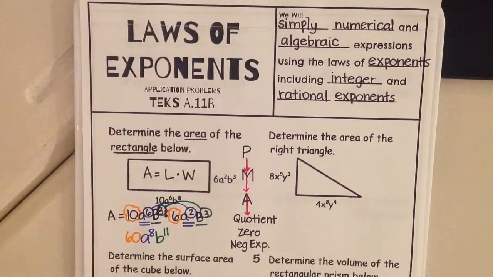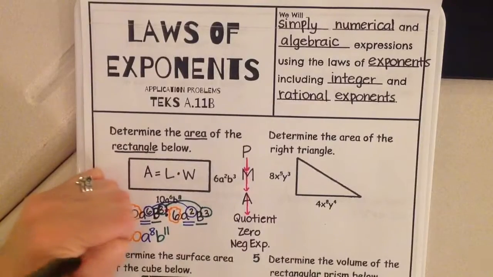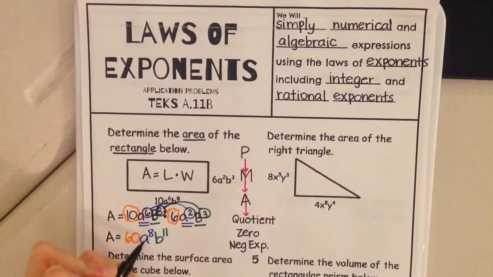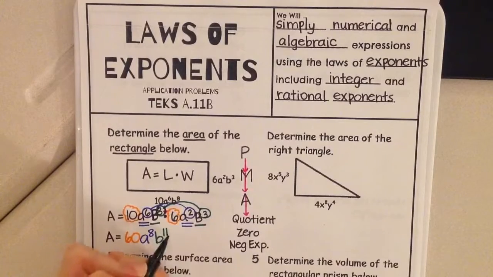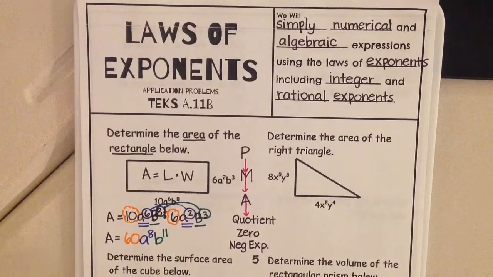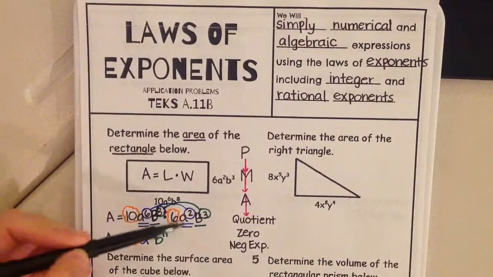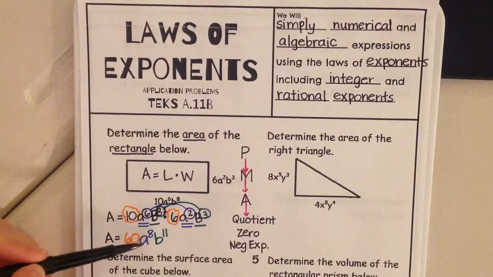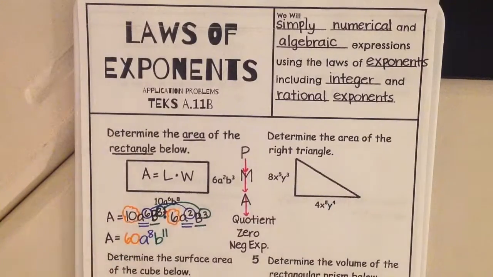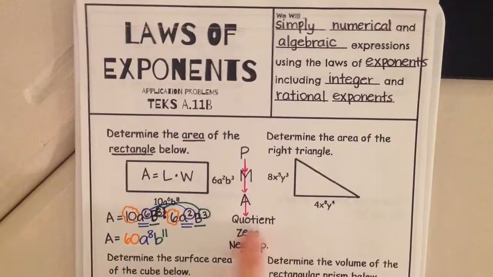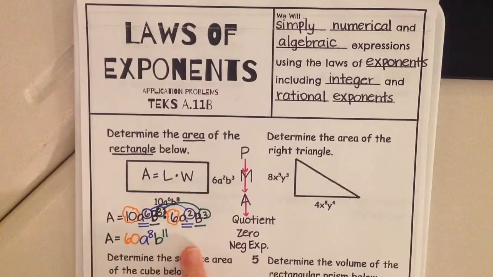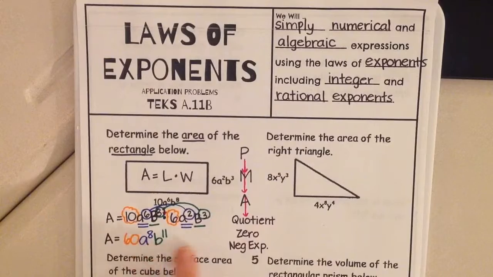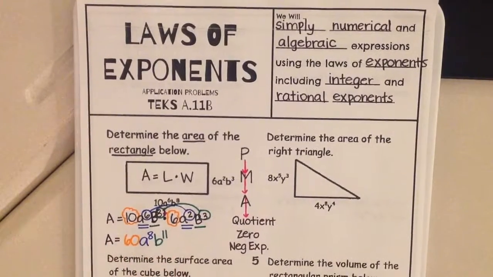So my area is equal to 60 times the value of A to the 8th power times the value of B to the 11th power. I'm not going to get a number answer for my area yet because, again, I don't have an answer for A or B. I just wanted to write my area in a simplified way so that I had a single base of A with a single exponent and a single base of B with a single exponent. So this is my final answer. I don't see a quotient, so I don't need to subtract my exponents. I don't have zero or negative exponents. This is my final answer.